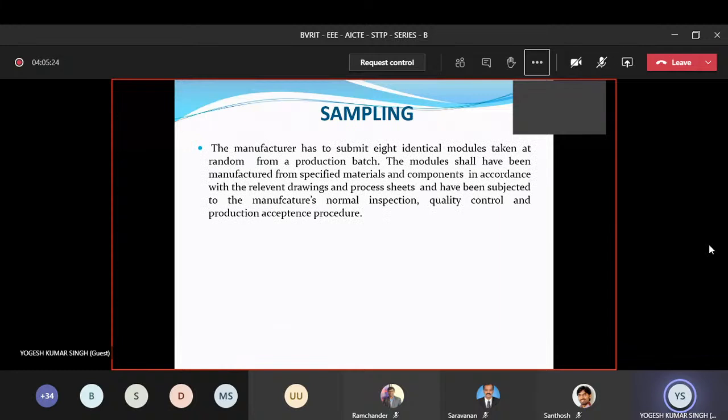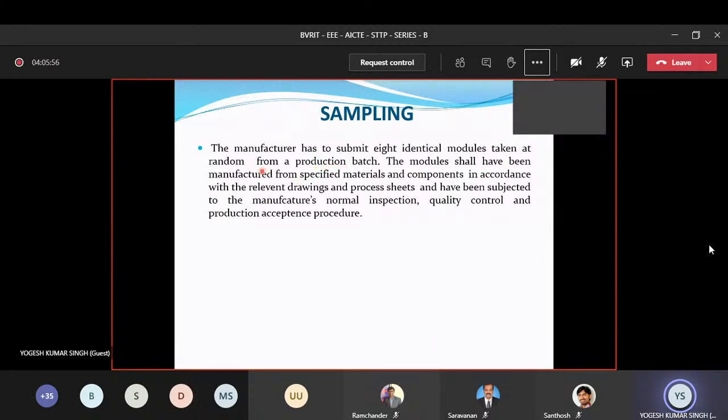Now, sampling is important when the manufacturer has submitted modules. Any laboratory brings 8 identical modules, and these 8 different modules are taken from the production batch, and they are taken randomly. There is a rule that all the modules will be selected on a random basis.